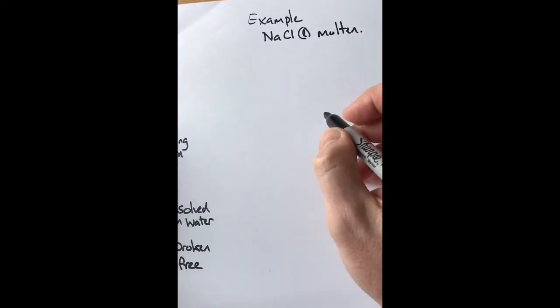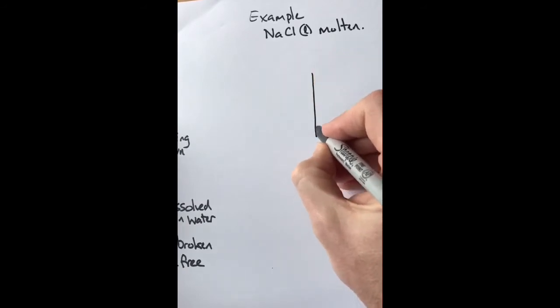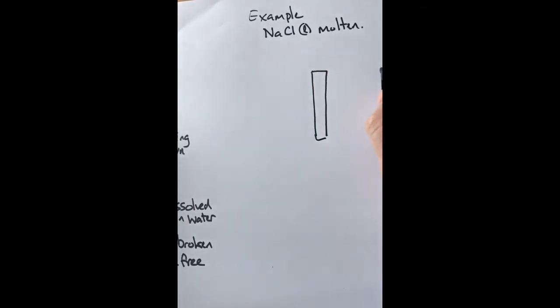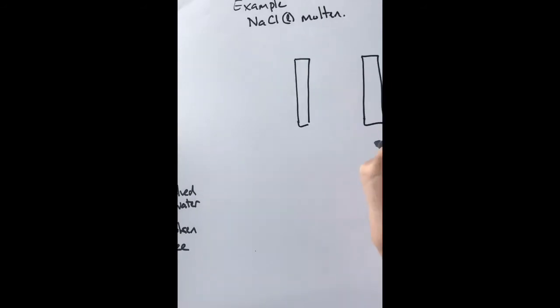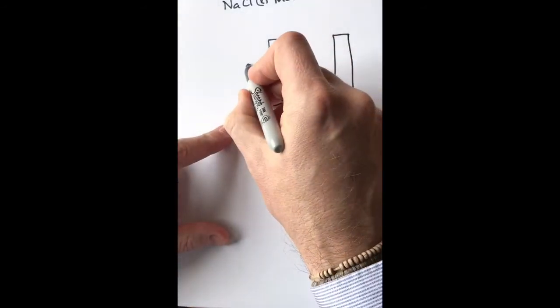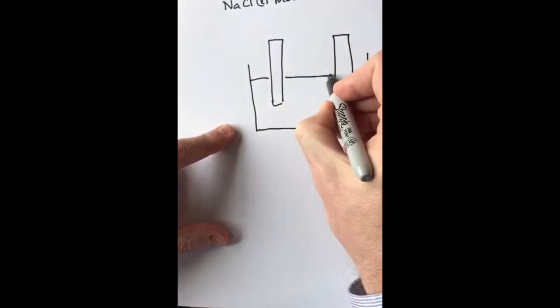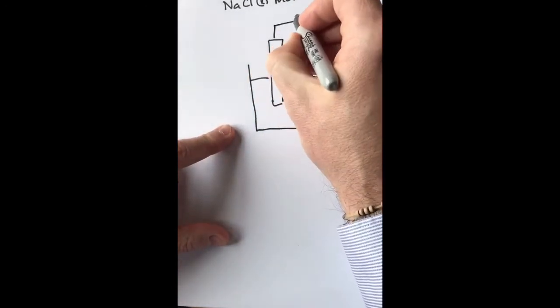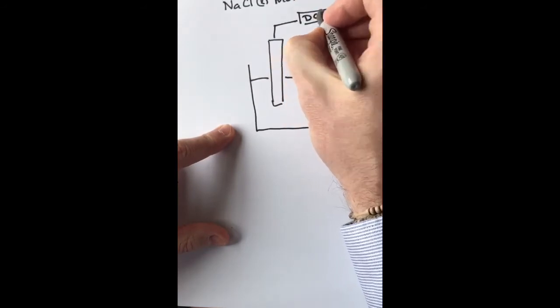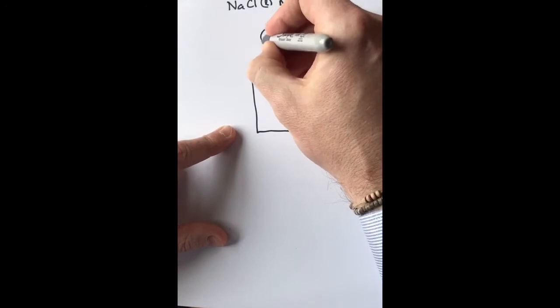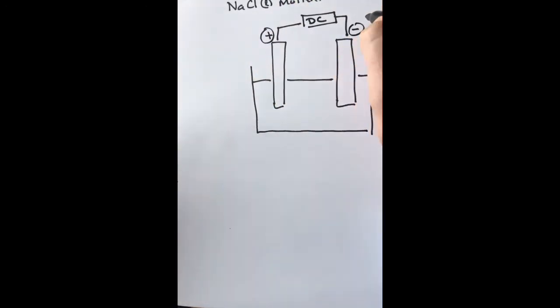Okay, so if we have our electrodes, here's 2 electrodes, and we're going to put these inside a container, and then there is the top, and remember this has to be linked to a DC power supply, and that means that one side is going to become negative and one side become positively charged. We've got a positive and negative electrode.